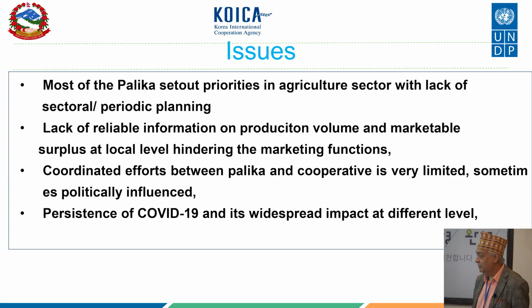And the issue is that most of the Palikas do not have a long-term strategic plan for agriculture. They just make an annual plan and program, but they do not know if it will continue for next year or not, or if there will really be demand from the farmers. They do not have a long-term plan, like saying that in the next 5 years we will be here in agriculture. So ad hoc planning is sometimes making an issue.